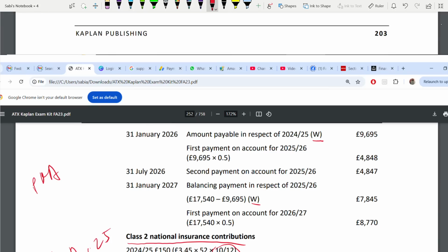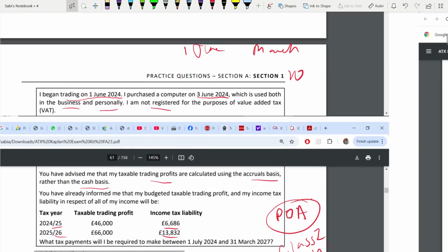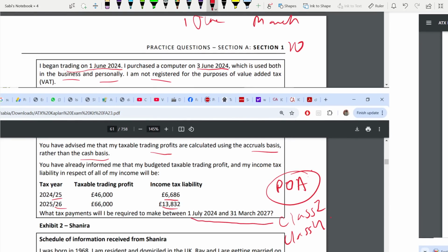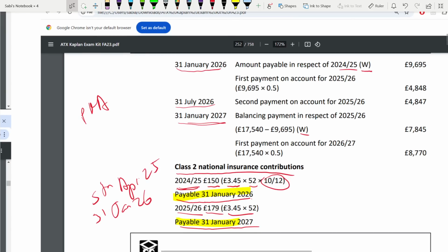First payment on account will be 31st Jan 26 for 24-25. Next payment on account is 31st July and the last one is 31st Jan 27. You can't go beyond this date because the question told you from this date to this date, up to 31st March 27. That's why you can't go to 31st July 27. There's a limit to that. That's why only these 3 dates.